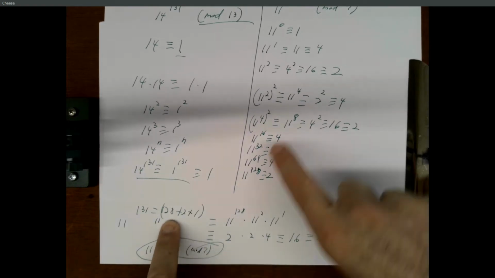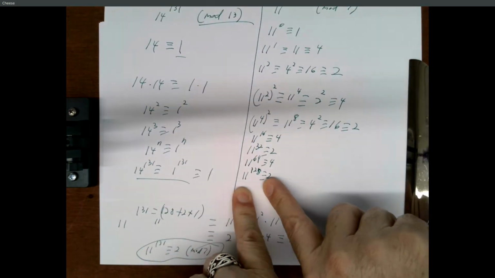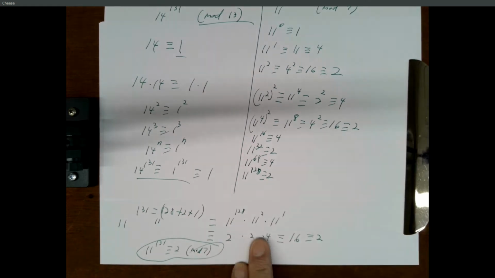So that's what modular exponentiation is. You basically write your exponent as a sum of powers of 2, and then you calculate what your number raised to each of those powers of 2 is, and then you multiply out the relevant terms. And it's considerably less work.